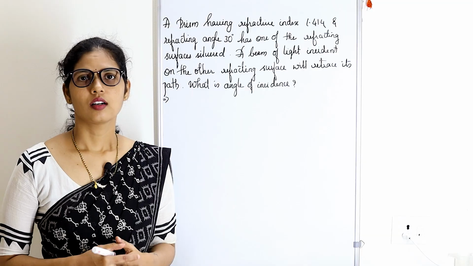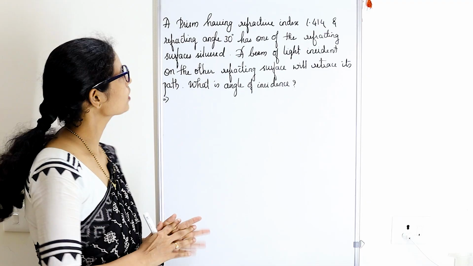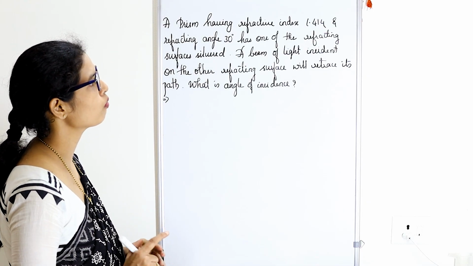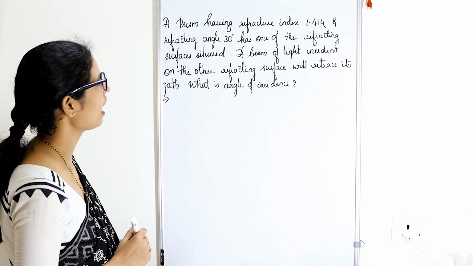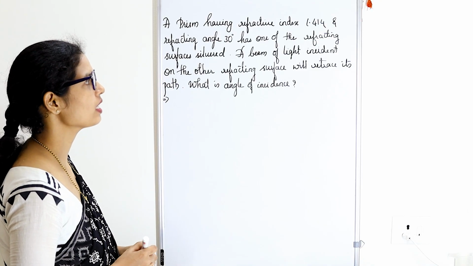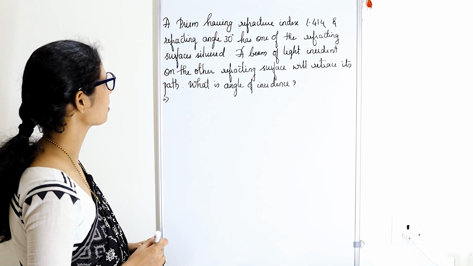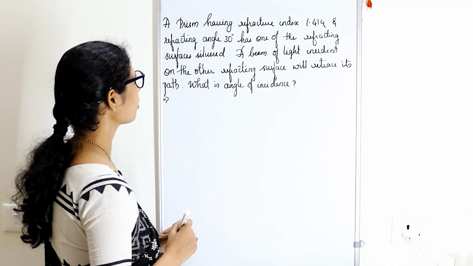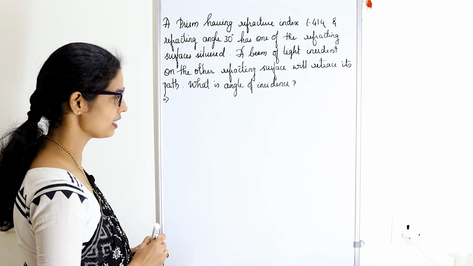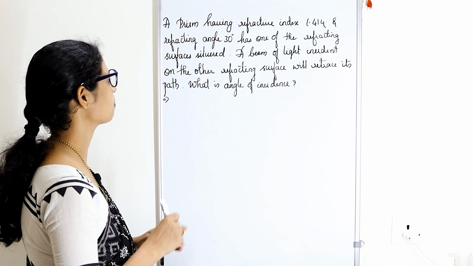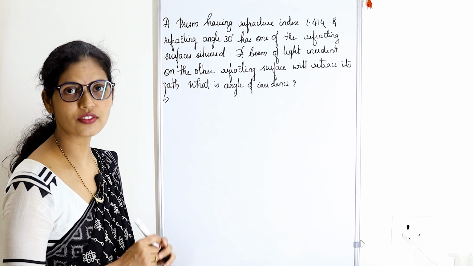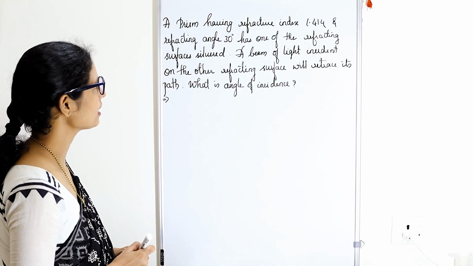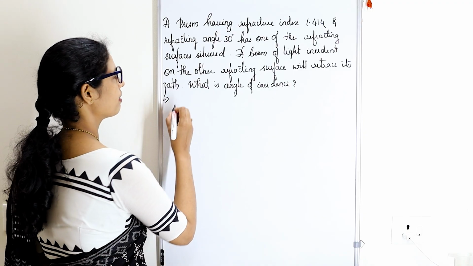So the next question says, a prism having refractive index 1.414 and refracting angle 30 degree has one of the refracting surfaces silvered. A beam of light incident on the other refracting surface will retrace its path. What is the angle of incidence? So here you need to find out angle of incidence. Let's write down what all they have given.